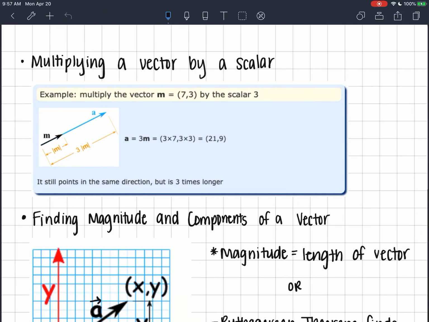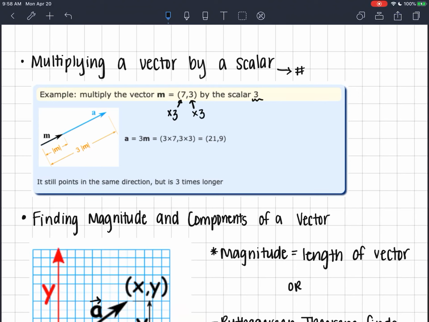Now let's say that we were multiplying a vector by a scalar. Remember, a scalar is just a number. It's only got magnitude. It has no direction associated with it. So let's say that we were multiplying vector m by the scalar 3. So vector m, we've got drawn here in black. If I were to multiply this vector by 3, what I'm effectively doing is taking my x component and multiplying it by 3, and taking my y component and multiplying it by 3. And we've got the work shown right here.